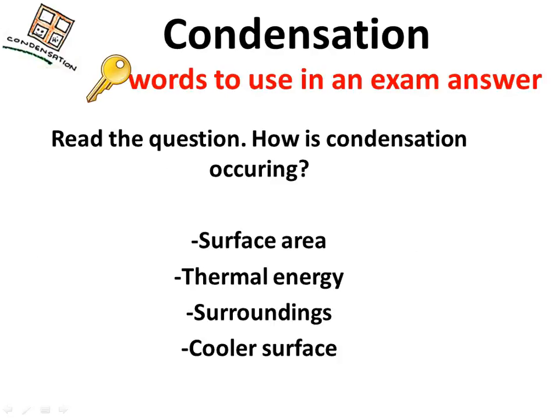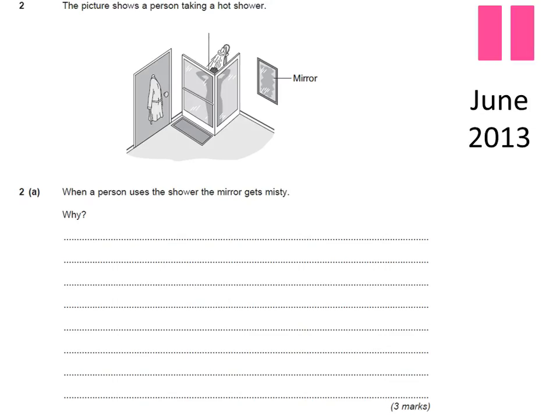Keywords you need to use within an exam question: you need to think about how the condensation is actually occurring. You need to then talk about, is it surface area, is it thermal energy, is it the surroundings, is it a cooler surface? So here's a question from June 2013, pause it if you like. It's a bit of a mix between evaporation and condensation. It says a picture shows a person taking a hot shower. It's taking the time to show that there's a mirror in the room.